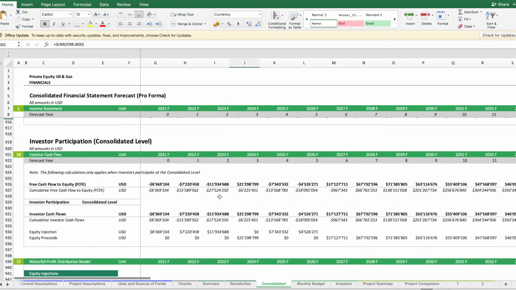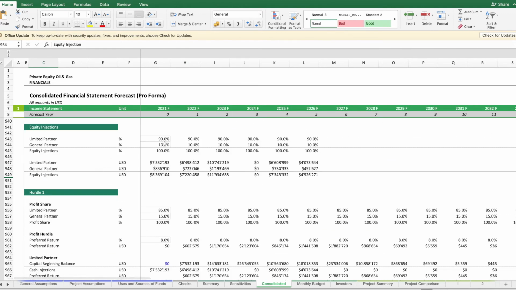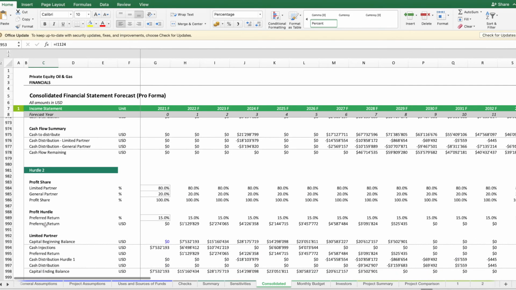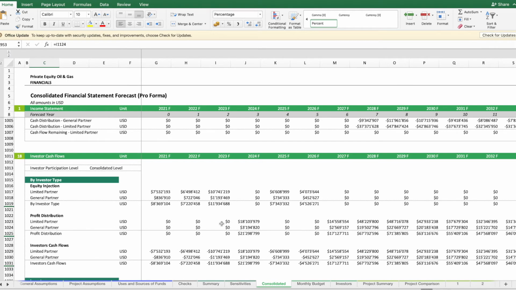So in this case, we take the consolidated free cash flows to equity shareholders. We split again in terms of investment to proceeds, general and limited partner, and we run them through a 2-tier waterfall model, hurdle 1, hurdle 2. And then we can calculate these cash flows.